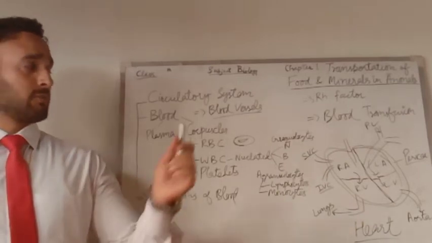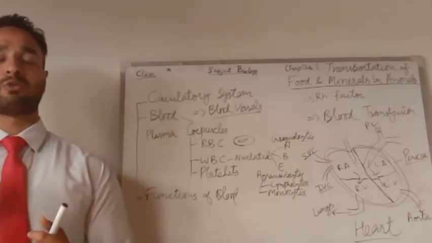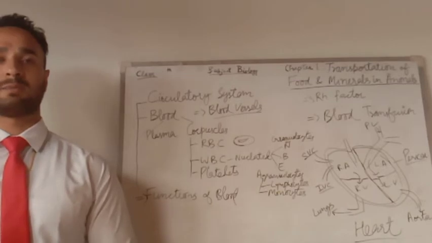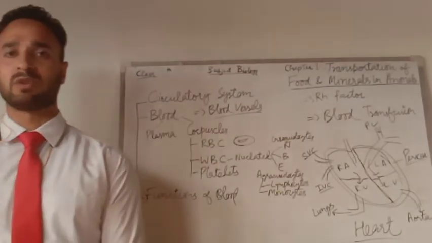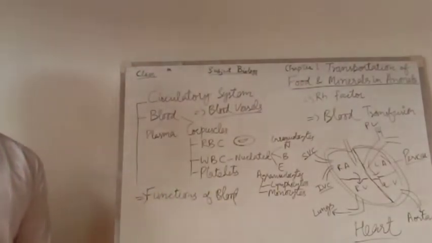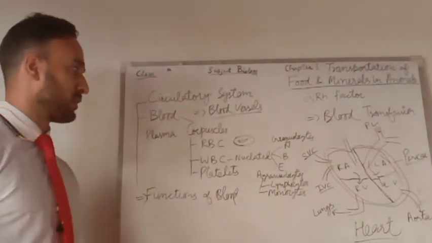The walls of the arteries are thick because they have to pump blood to all the parts of the body, and capillaries have the thinnest walls among these three. So arteries, veins, and capillaries are the three kinds of blood vessels present in the human body.